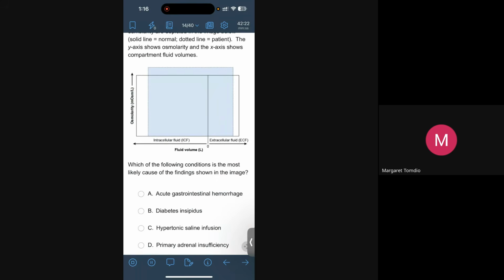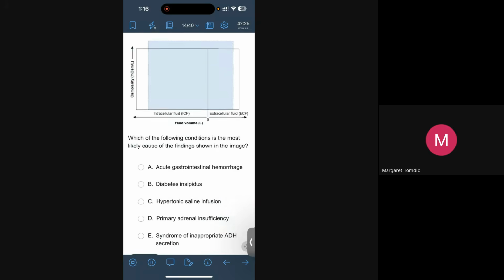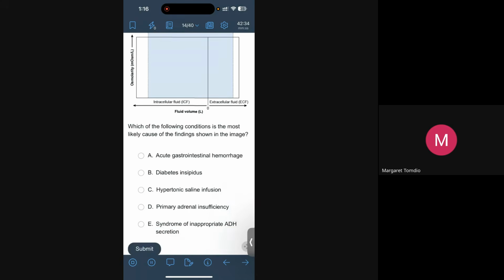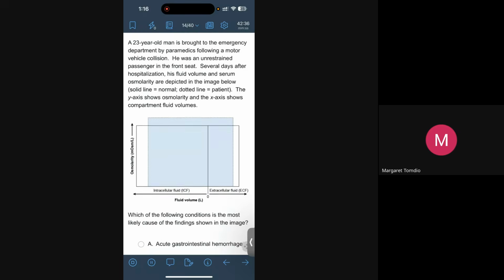Which of the following conditions is most likely the cause of the findings shown in this image? See the photo. Now comes the question.